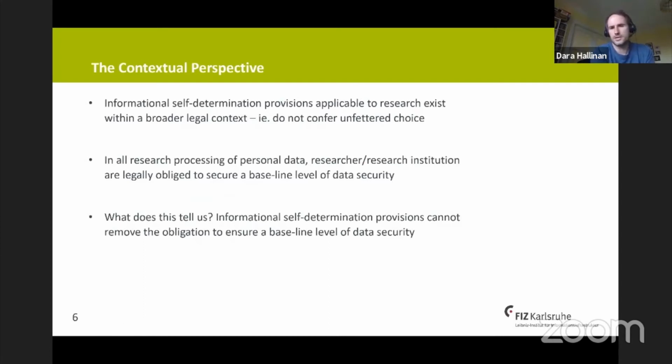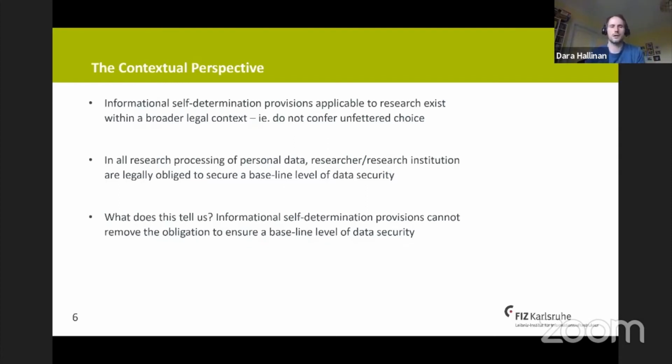So informational self-determination provisions in data protection applicable to research exist within a broader legal context. So they exist alongside a whole series of other legal provisions regulating precisely the same processing applicable at precisely the same time. And this means that informational self-determination provisions, while they in principle confer choice onto an individual, they don't confer unfettered choice. Now, these other provisions are found in other areas of law, not data protection, but they're also found in data protection itself. And one of the provisions found in data protection is that the researcher or the research institution is obliged to secure a baseline level of data security in relation to all their processing activities.